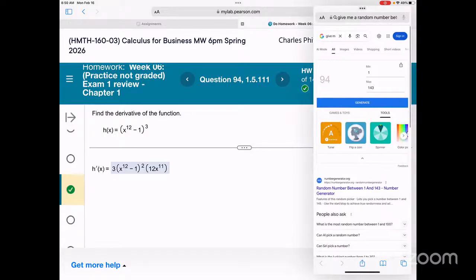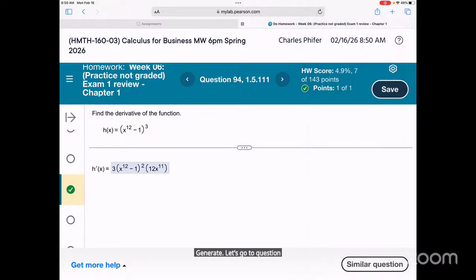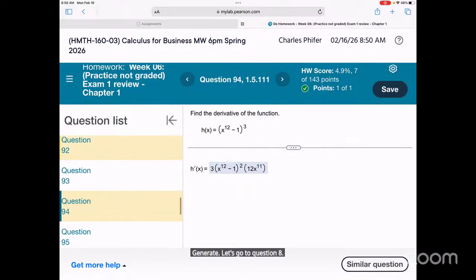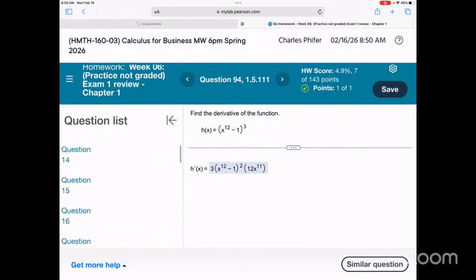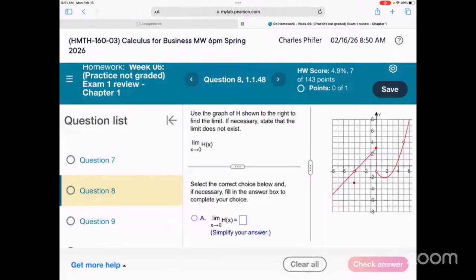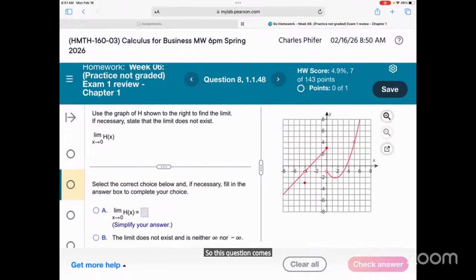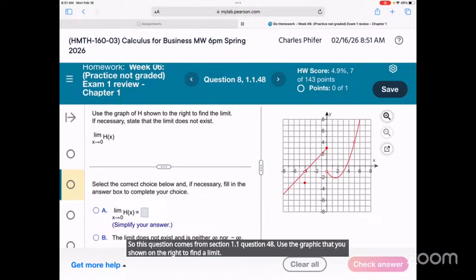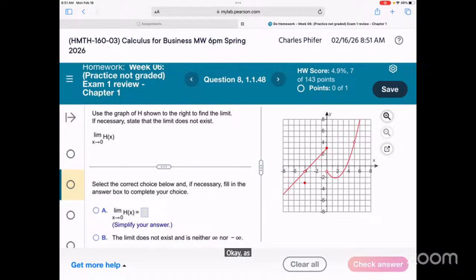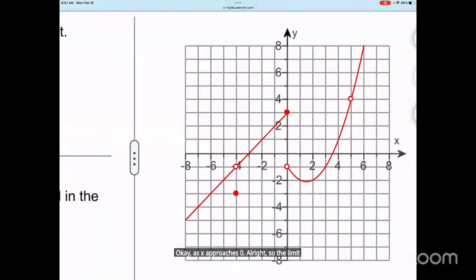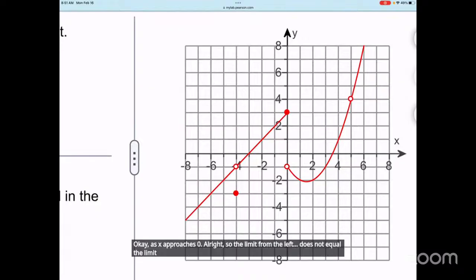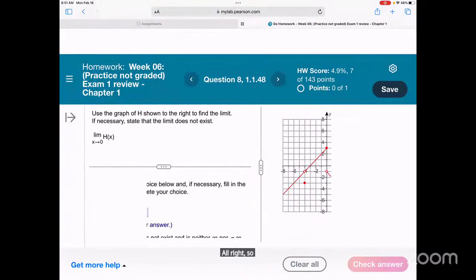Let's go to question 8. This question comes from section 1.1, question 48. Use the graph of g shown on the right to find the limit as x approaches 0. The limit from the left does not equal the limit from the right. So we'll say the limit does not exist.